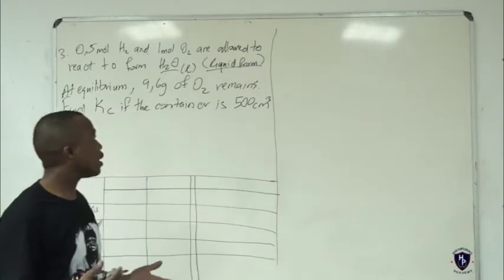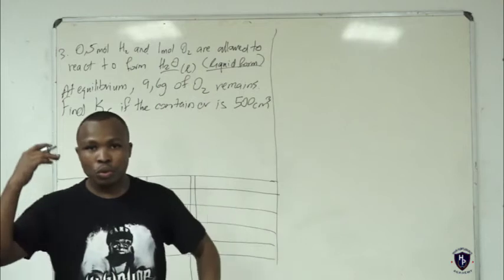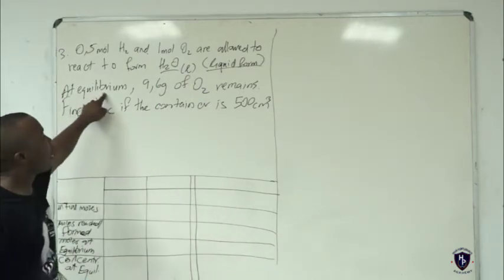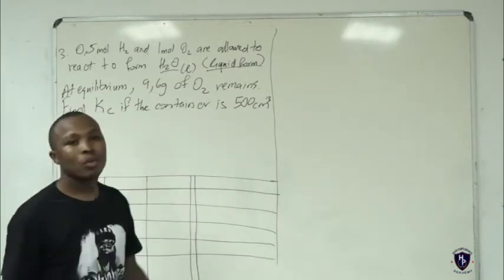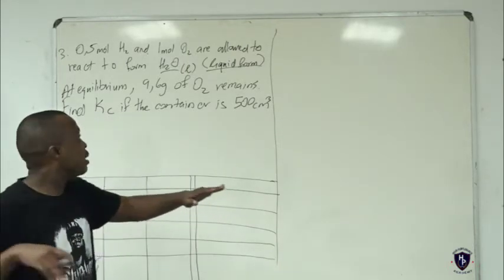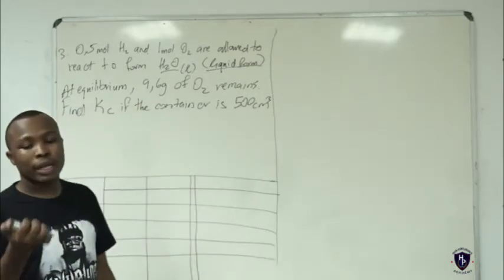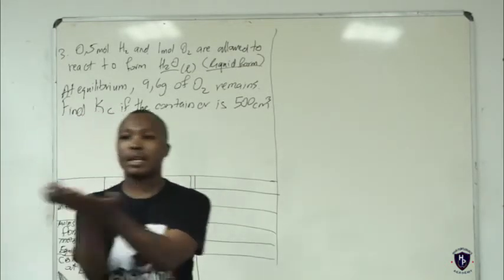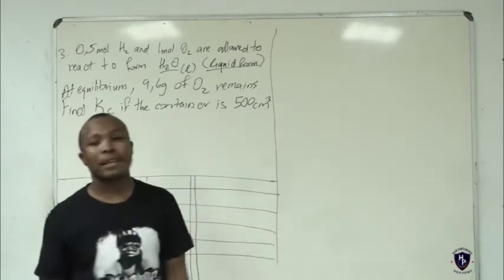Now if I was doing an exam, when you are doing questions you read and at the same time you ask yourself, okay, how can I use this information. So at equilibrium there is 9.6 grams of oxygen remaining. We are given 9.6 grams and you are used to moles, not grams. Obviously sekufanele uconvert lawo ma grams to moles. Then sekuthiwa find KC if i-container is 500 cubic centimeters.